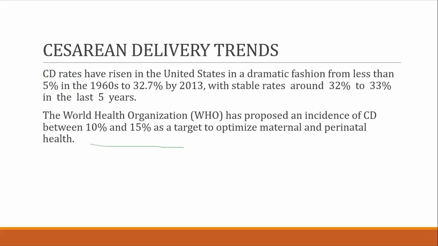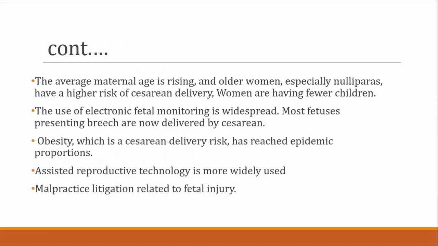So when we see this 10 to 15% in Ethiopia, in different institutions we can get data above 20%, but as a country, it's less than 2%. Exactly. So why is the cesarean rate increasing very rapidly?